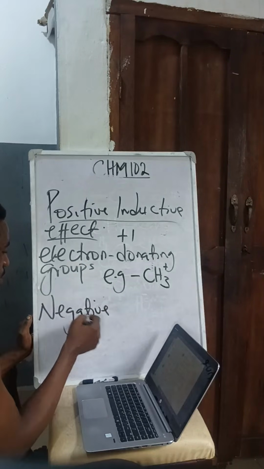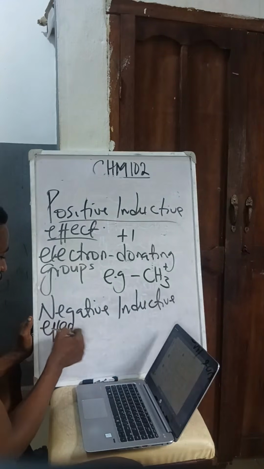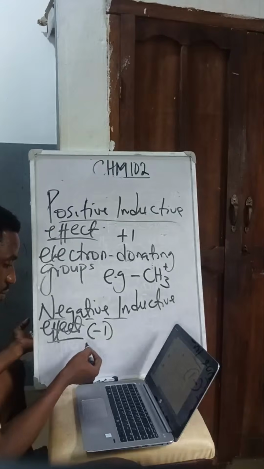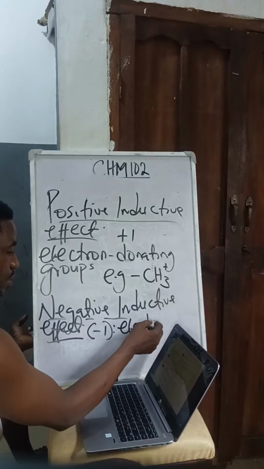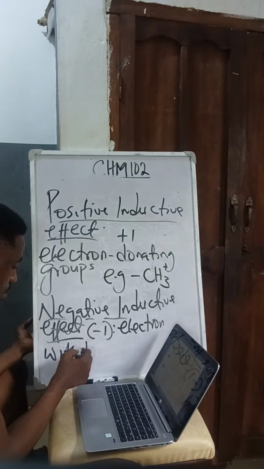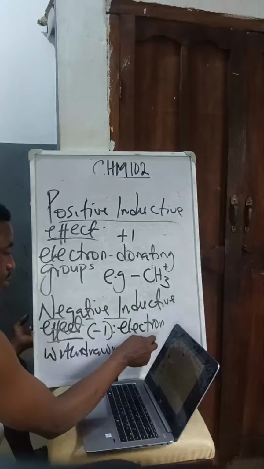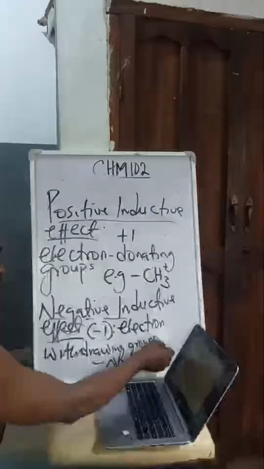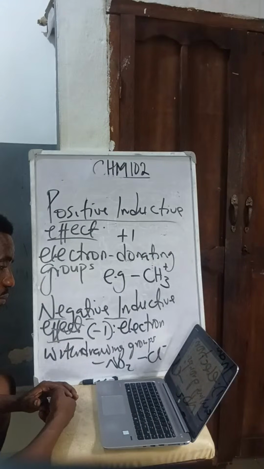Now, negative inductive effect, just like minus I, is electron withdrawing groups. Okay. Electron donating group can merge with this to form fluoromethane.